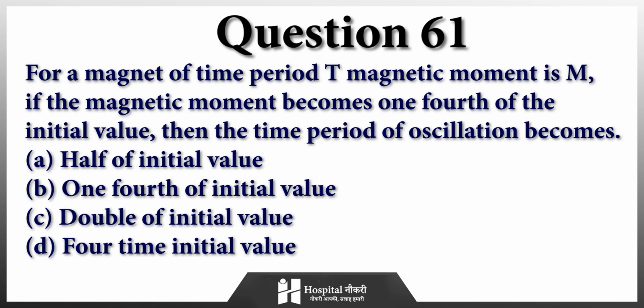Next question is, for a magnet of time period T, magnetic moment is m. If the magnetic moment becomes 1/4 of the initial value, then the time period of oscillations becomes A, half of initial value, B, 1/4 of initial value, C, double of initial value, D, 4 times of the initial value. The correct option is C, double of the initial value.